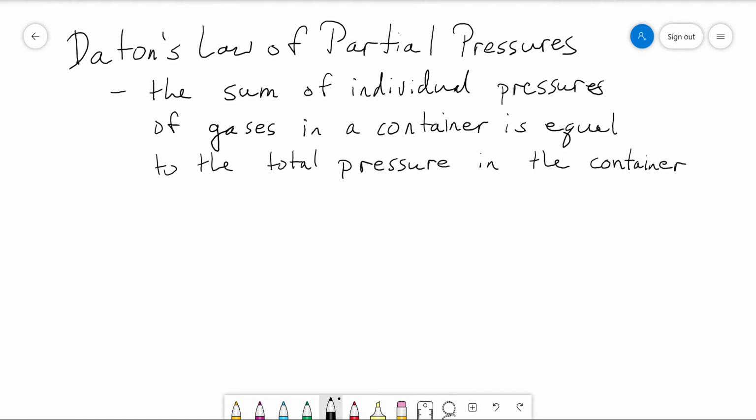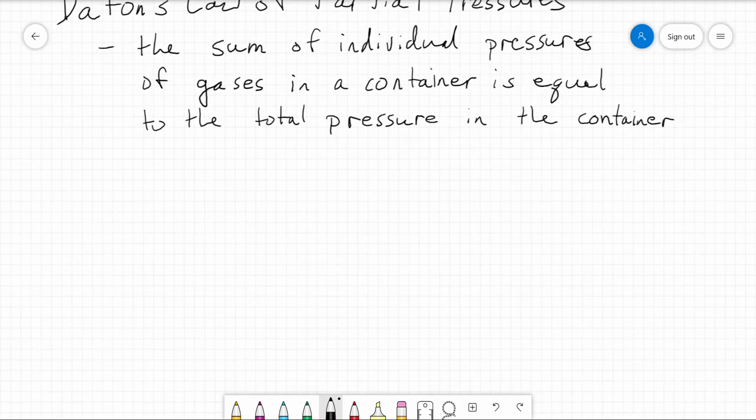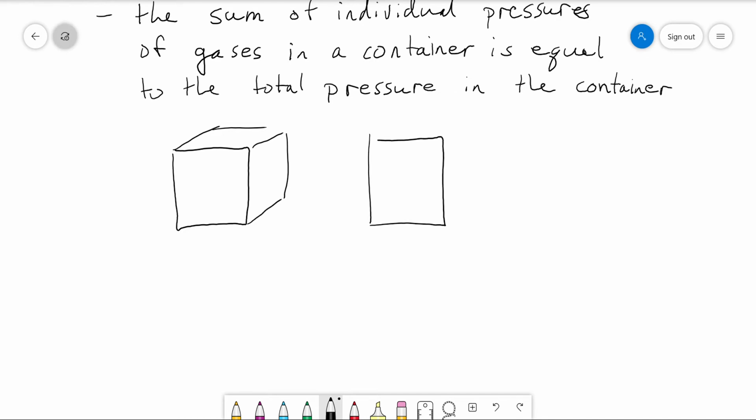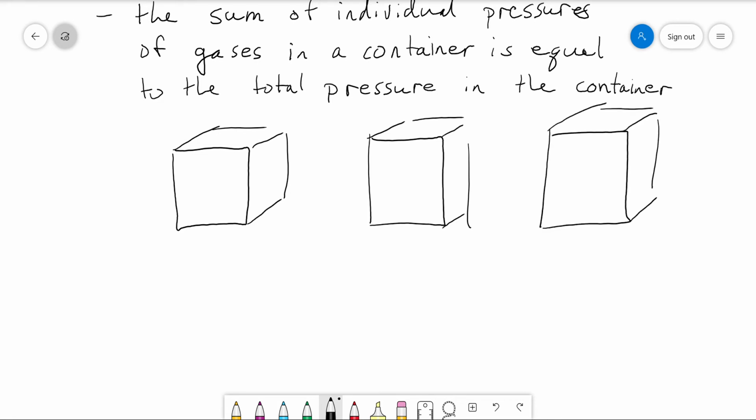Okay, so let me kind of draw a picture of what that means. So I'm going to draw 3 containers, and really what I'm doing is drawing the same container 3 times. It's just a box, okay? And it is the exact same container. I'm just going to fill it with 3 gases 3 different times. Don't they look exactly the same? I guess if I was smart, I could use copy and paste, but I'm not smart.